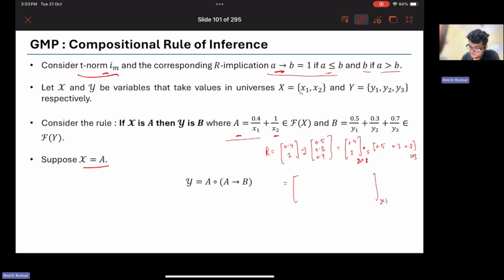Right? So 0.4 implies 0.5, it's 1. 0.4 implies 0.3 is 0.3. 0.4 implies 0.5 is 1. 0.5, 0.3, 0.7, and so on, which is basically this. This is nothing but R.